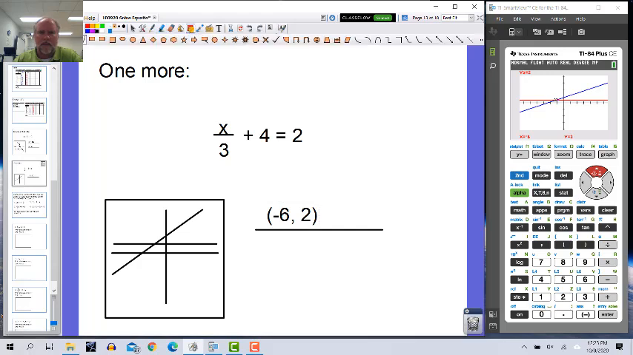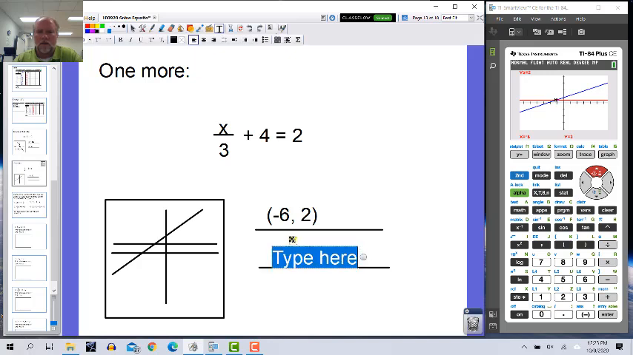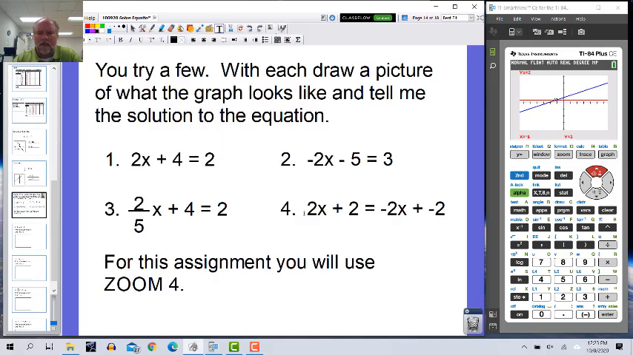And then the next thing that I have to write is my solution. And my solution is x equals, and then what is my x value? -6. That is my solution. So that's what you're going to do on this little assignment. So what I'm going to do is I'm going to give you 4 practice problems. Okay, so here's what they look like.